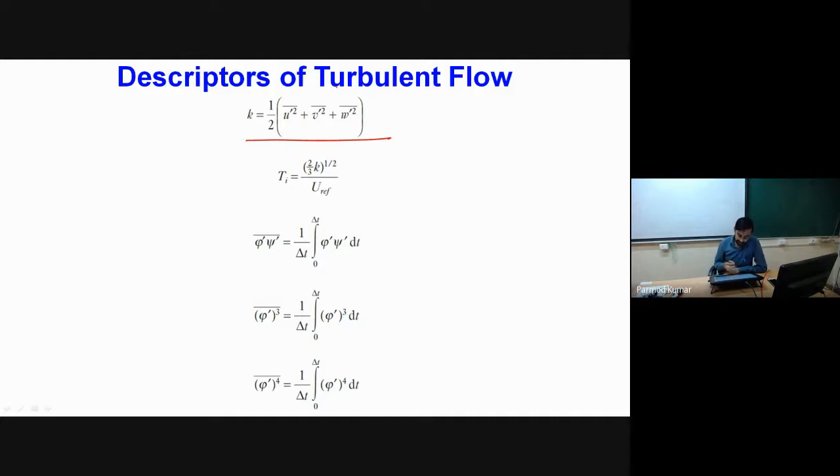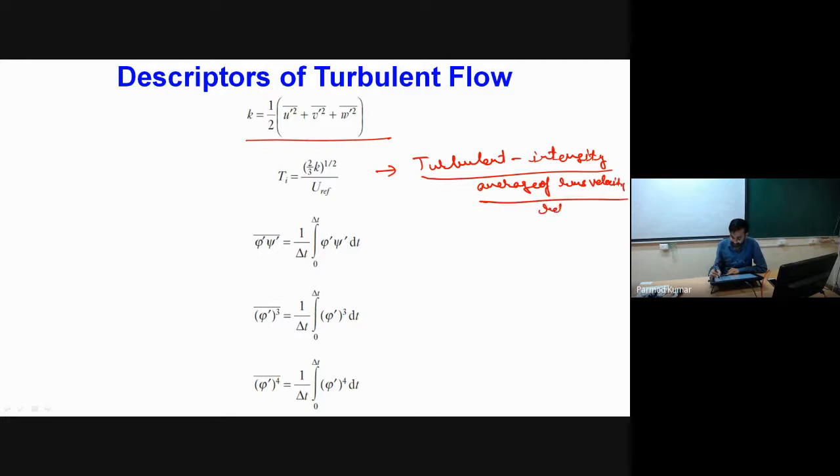Along with the turbulent kinetic energy, another important parameter is turbulent intensity. Okay, so turbulent intensity is defined as the average of RMS velocities divided by reference velocity. Okay, and if we present this in terms of the turbulent kinetic energy, turbulent intensity can be represented as 2 by 3 K power 1 by 2 divided by U reference. Okay. Then we have another important quantity.